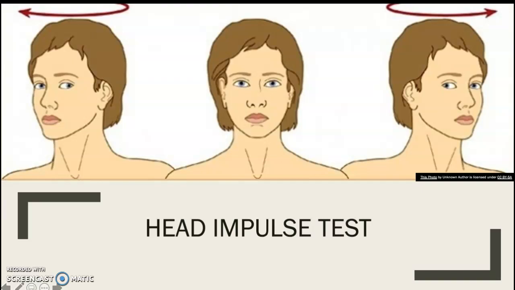Now let's move on to the head impulse test. This test takes a closer look at your vestibulo-ocular reflex. This is the reflex that makes it possible for you to maintain steady gaze while moving your head back and forth. If you want to try this out, just read the words head impulse test while moving your head quickly to the right and to the left.